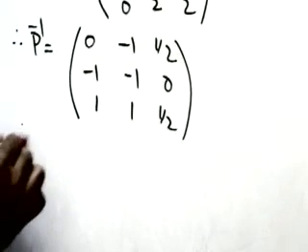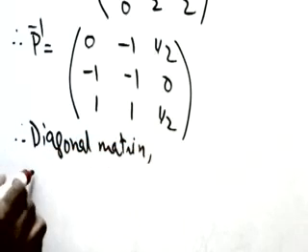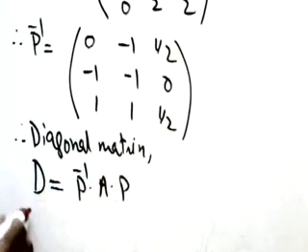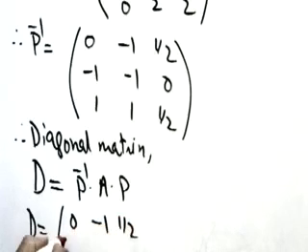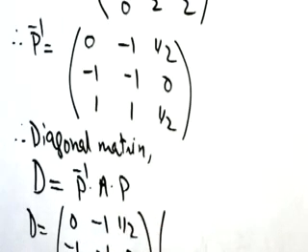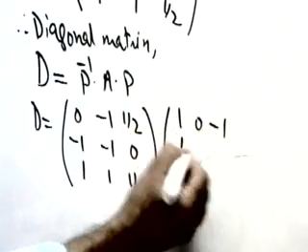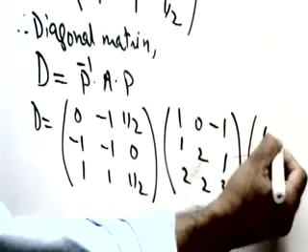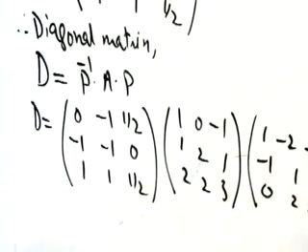Then the last step is the diagonal matrix, denoted by D. Its formula is P inverse into A into P. So D equals P inverse, which we got from the calculator: 0 minus 1 1 by 2, minus 1 minus 1 0, 1 1 1 by 2, into A. A is the given matrix 1 0 minus 1, 1 2 1, 2 2 3, into P, the model matrix we just wrote: 1 minus 2 minus 1, minus 1 1 1, 0 2 2.